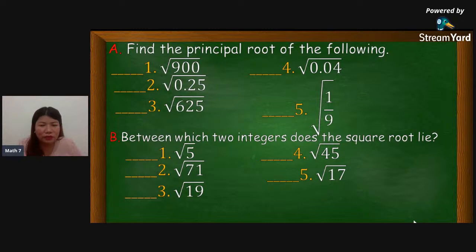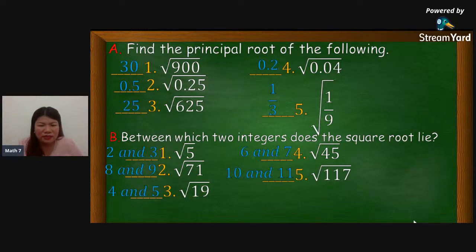Number 5 is 4 and 5. Okay, very good. Ay, na-reveal ko na yung isa. Kopyahin na lang to. Type done kung tapos ng kopyahin. Kopyahin na lang po ito. Kopyahin po yan. Type done pag tapos na.